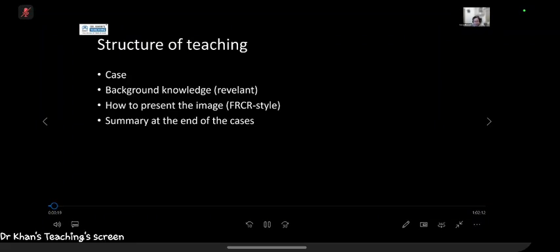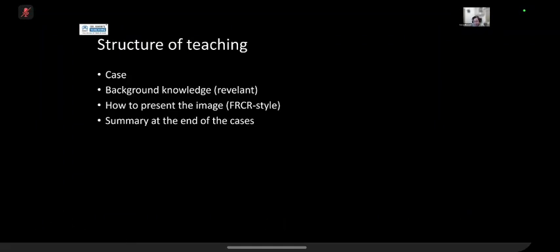And the aim is to show you different cases which you encounter in the exam, with a focus on key learning points, presentation style, and some differential diagnosis. Of course, we assume that you already have some basic background understanding of image interpretation. At the end of all the cases, in each section, we always have a little summary.